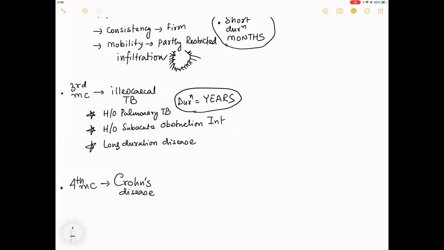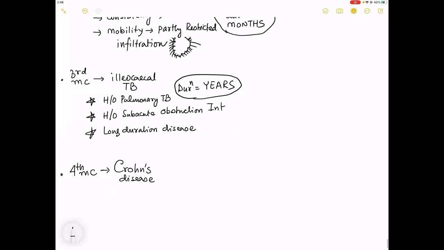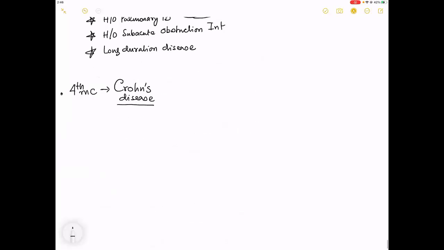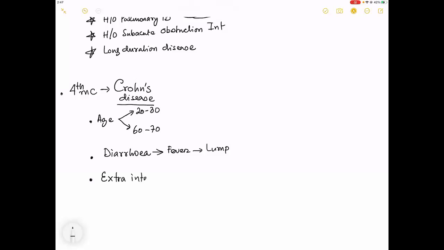Good. Last one in Crohn's disease. Number 1: what is the age group of Crohn's? Either 20s to 30s. Next, the patient presents with diarrhea, then fever, then a lump. Next, extra intestinal features.